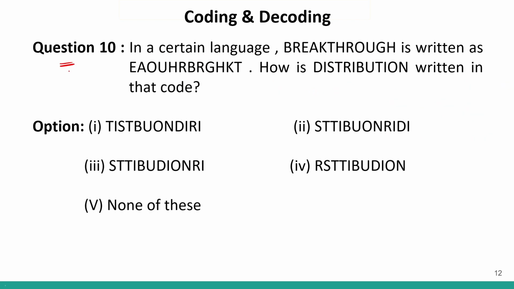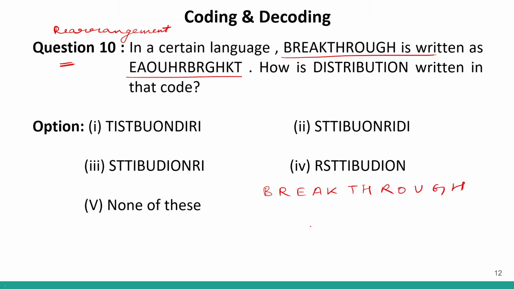Coming to question number 10. In a certain code language, breakthrough is written like this. We have to find how distribution will be written in that language. So I can see similar letters, right? I am assuming that this is a case for rearrangement. So let us start. BREAKTHROUGH. It is written as EAUHRBRGHKT.